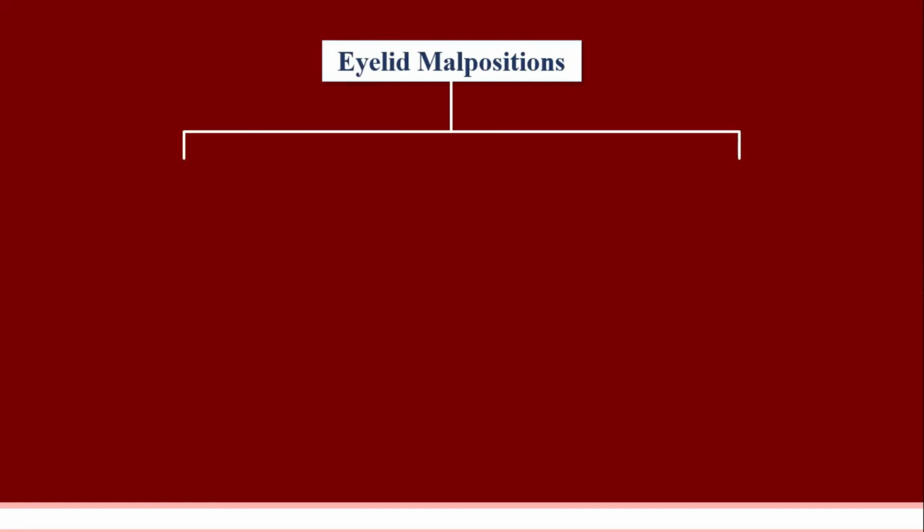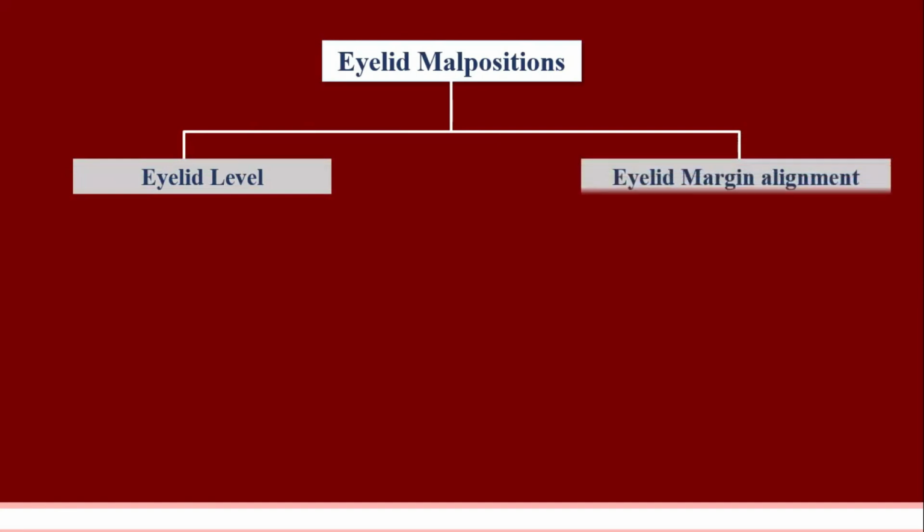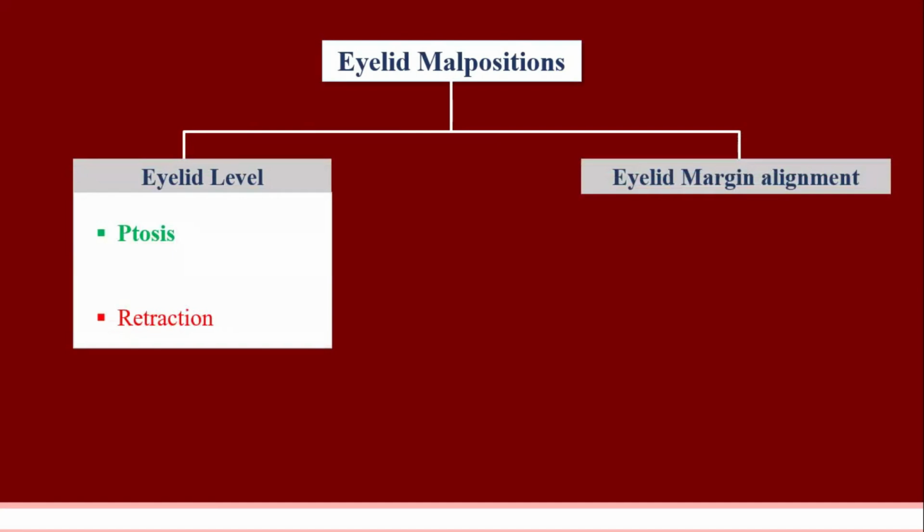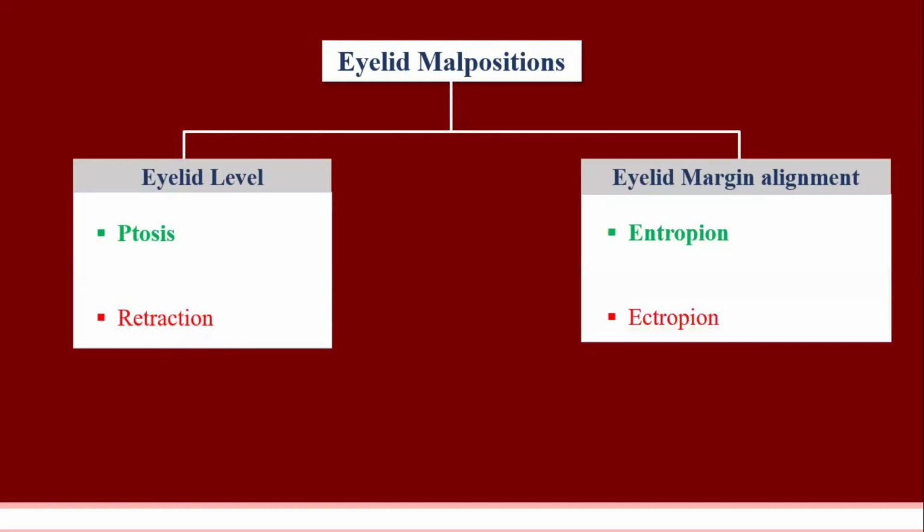Remember my classification of eyelid malpositions. I do like this way of classification. So we can classify it according to the eyelid level in general or the eyelid margin alignment. Under the heading of eyelid level, we have ptosis, and we cover this topic in 4 classes, and we have retraction that I'm going to address in neuro classes in detail. Under the heading of eyelid margin alignment, we have Ectropion, and we cover this topic in 2 classes. And we have also Ectropion, although I talked about Ectropion in 2 classes, but I'm going to readdress this topic again while discussing facial nerve palsy in neuro classes.